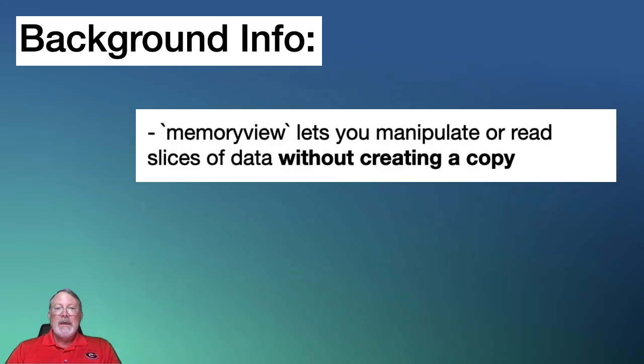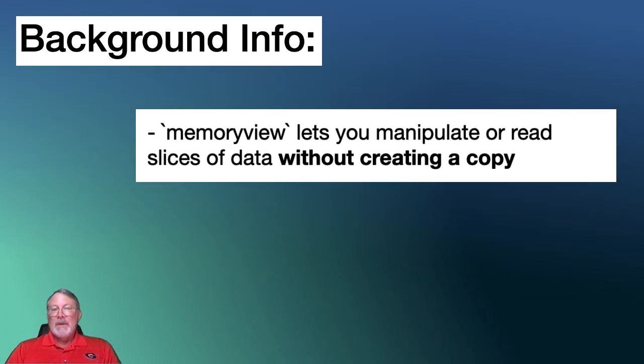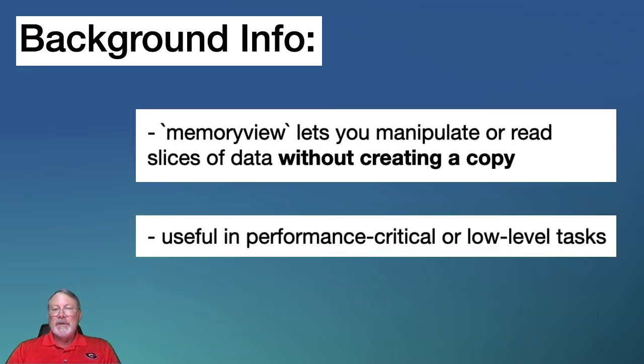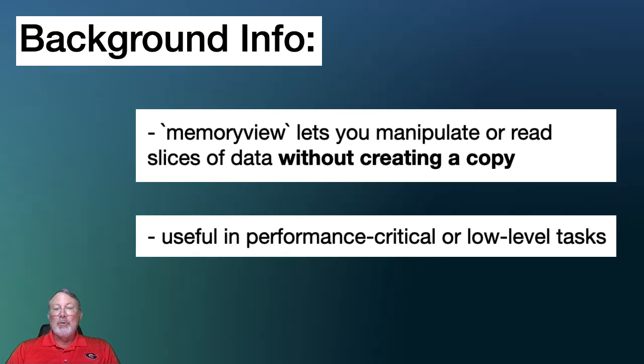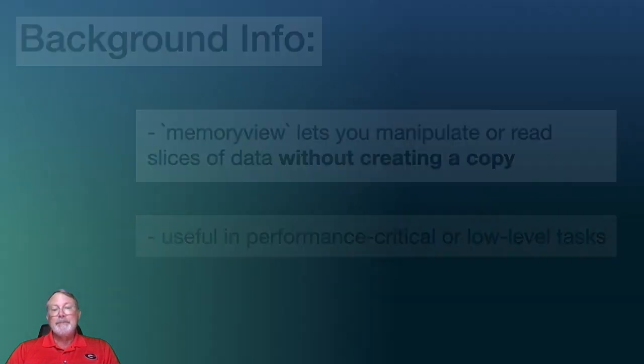When you're working with large data sets or binary files, copying data back and forth is expensive. Python normally makes a copy when slicing or converting data. Memoryview lets you manipulate or read slices of data without creating a copy. It's especially useful in performance-critical or low-level tasks, like working with network buffers, image data, or shared memory in multiprocessing.